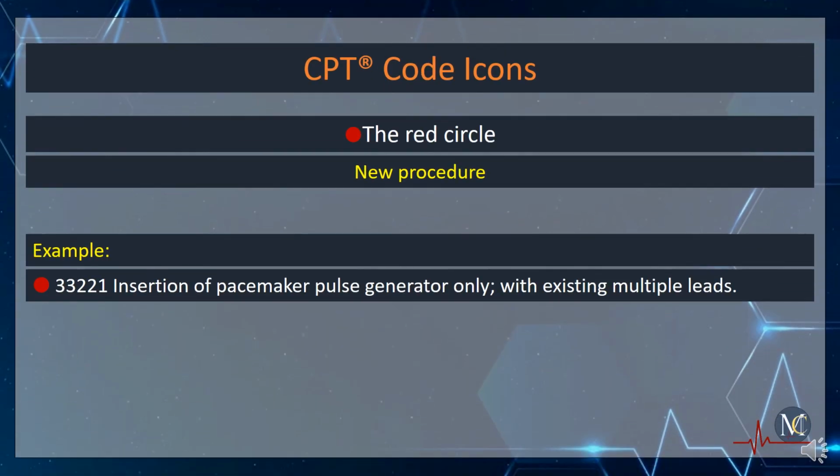Our next icon is the red circle. The red circle before a code indicates it's a new procedure code. For example, 33221 is a new procedure code which is identified by its red circle.